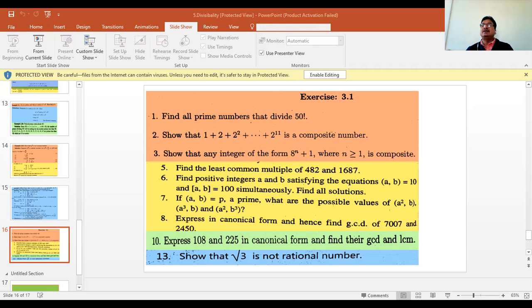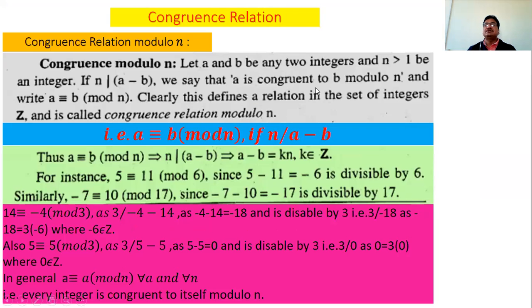Now we are going to start the next topic, congruence relation. So what is the definition of congruence relation? It is called congruence relation modulo n. The definition is: suppose a and b are two integers, and n is greater than 1.